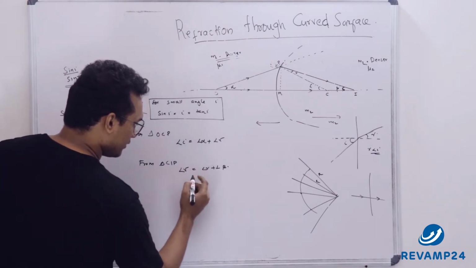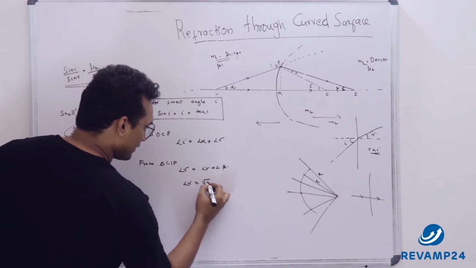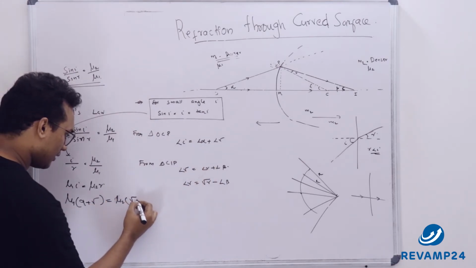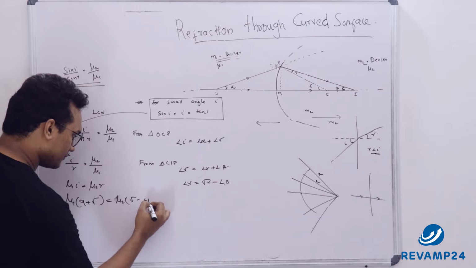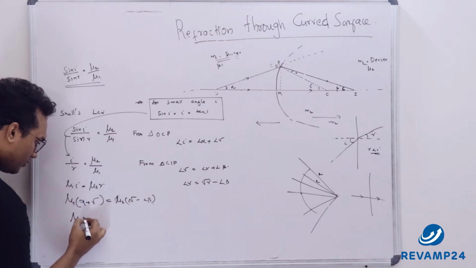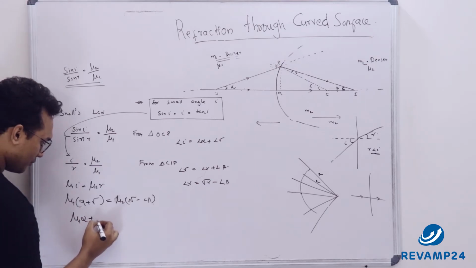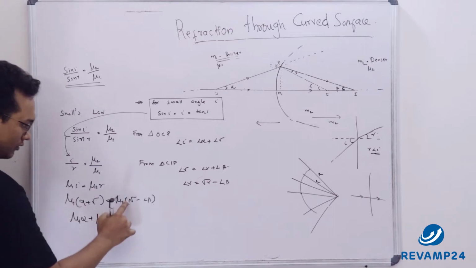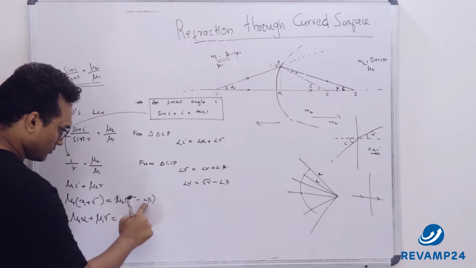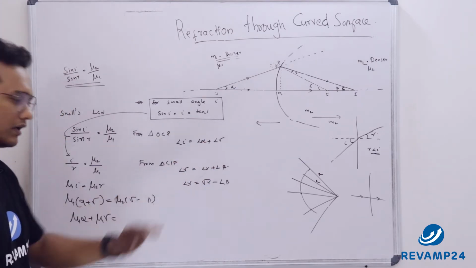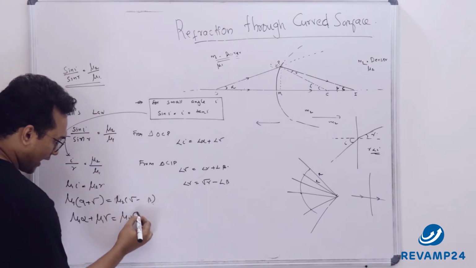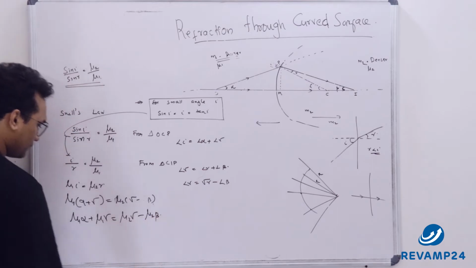Mu2 into R is nothing but angle R, which from here is angle gamma minus angle beta. Bring beta here, so angle gamma minus angle beta. Okay, now cross multiply. Mu1 into alpha plus mu1 into gamma is equal to angle gamma and angle beta. I'm just going to take it as gamma and beta. Just eliminate this, else we will have 3 terms in the equation. So mu2 into gamma minus mu2 into beta.